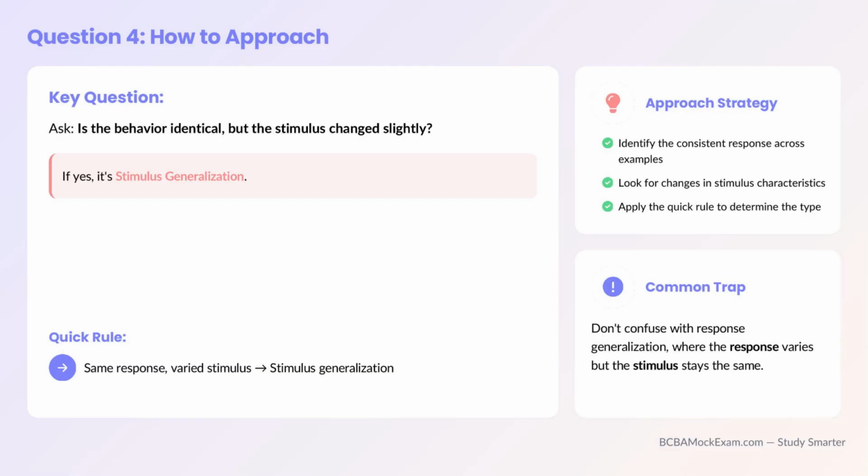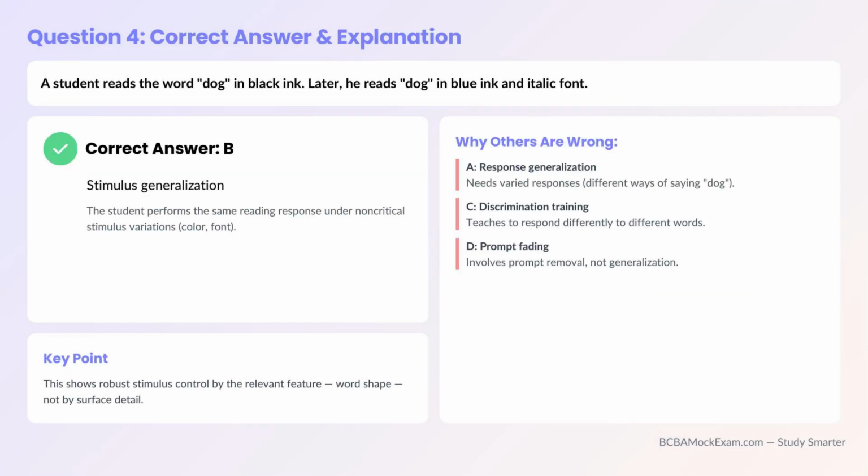If the same reading response occurs under different visual conditions, color, font, or size, that's stimulus generalization. Look for changes in stimulus characteristics, not in the behavior itself. Don't confuse it with response generalization, where the response form changes. The correct answer is B, stimulus generalization.